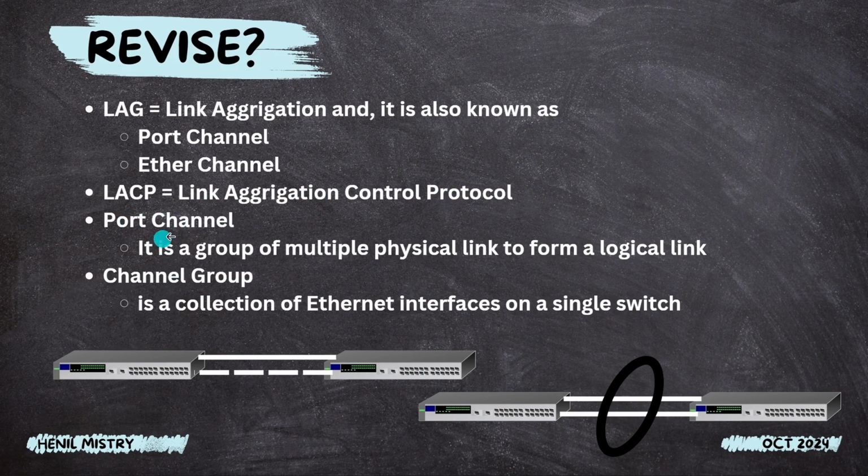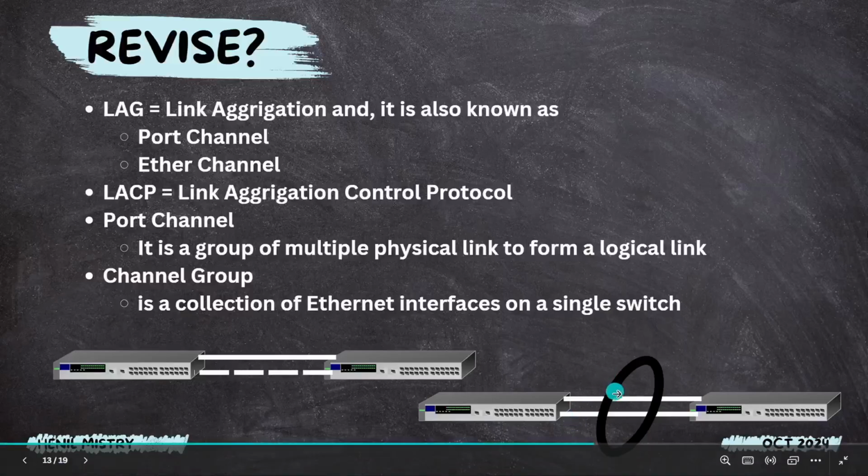Let's see the textbook definition. A port channel is a group of multiple physical links that form a logical channel group. Basically these two are different terms, do not confuse them. Port channel, that is LAG, and channel group, that is a collection of Ethernet interfaces on a single switch. So this is a channel group. Let's say these two ports belong to the same channel group.